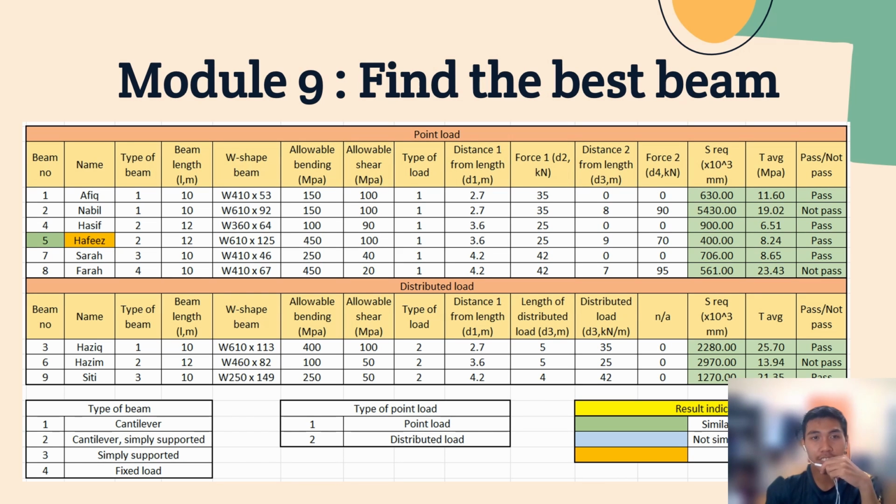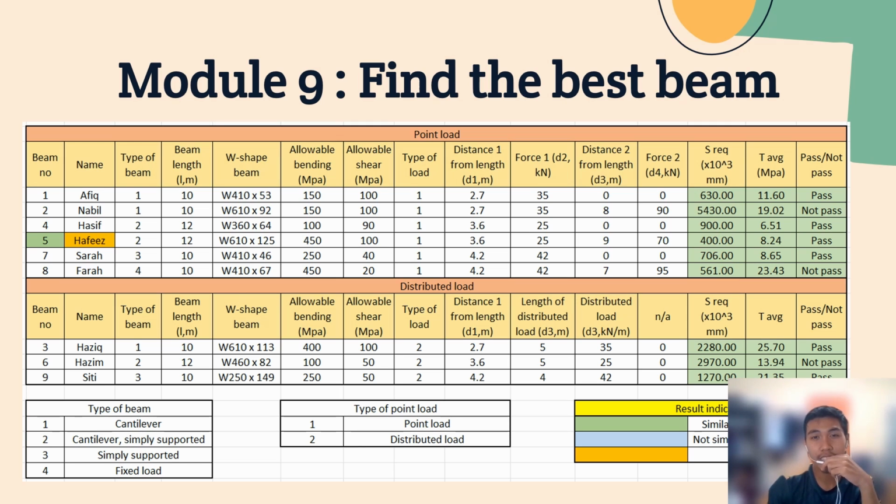In this function, the user can find the best beam among all the accepted beams available in the entered list. In order to find the best beam, the difference between S required and S beam, and between tau average and tau allowable, will be found first. Then, the differences will be summed up. The best beam will be identified through the highest value of summation among all.